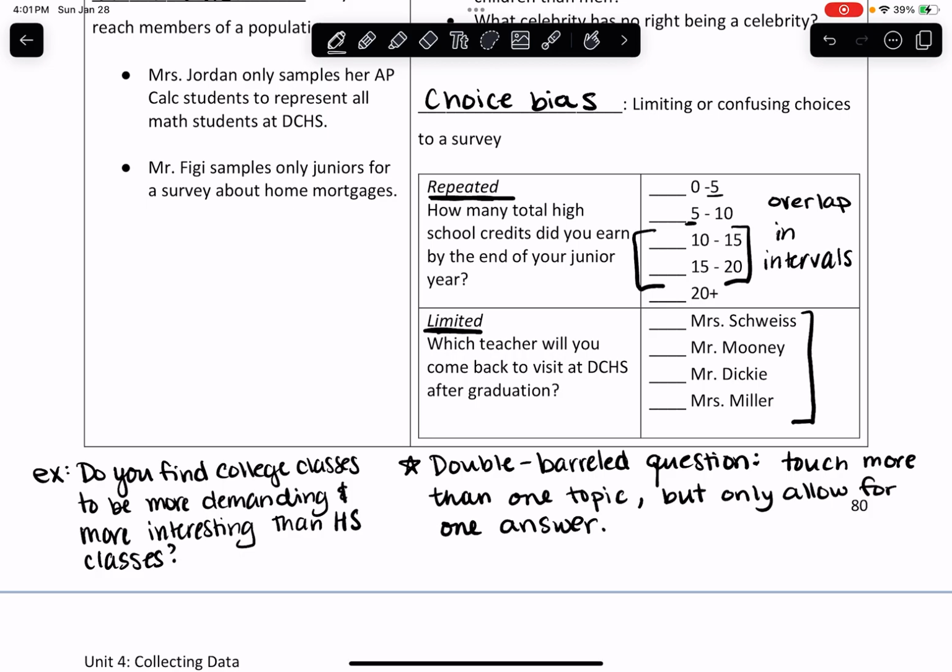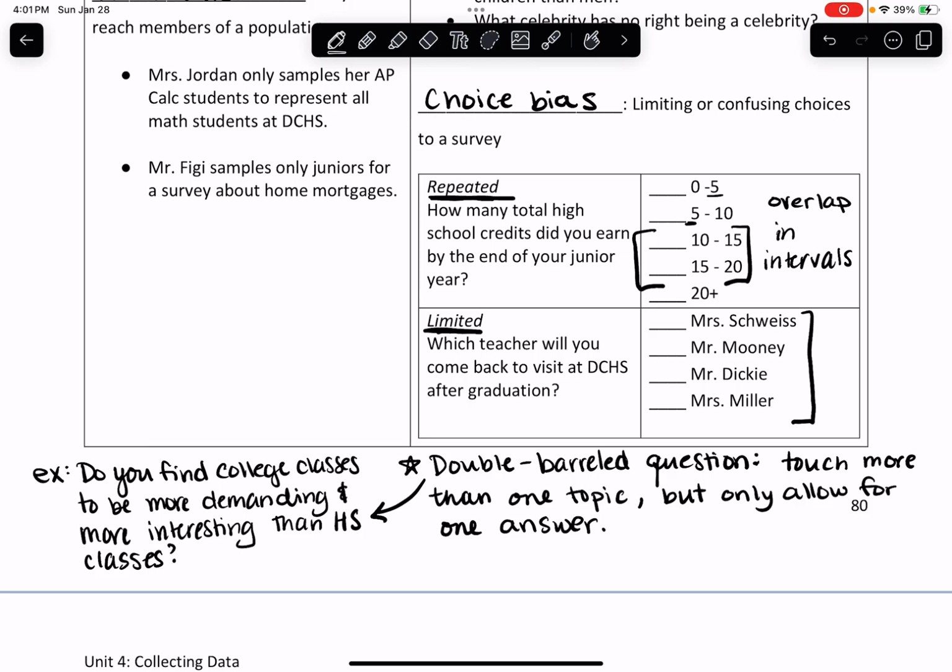So you're asking if someone finds them more demanding and more interesting when comparing the two groups, but you're really only allowing for a yes or no answer here, the way it's worded. And that's not necessarily the case. So those are different kinds of questions.